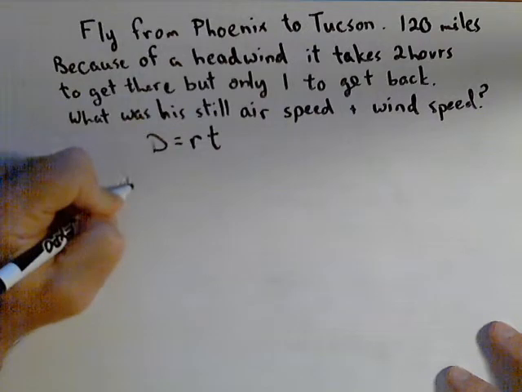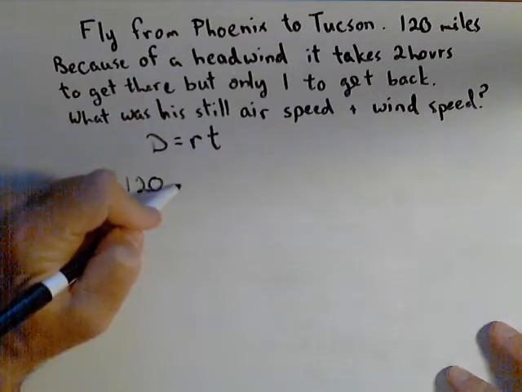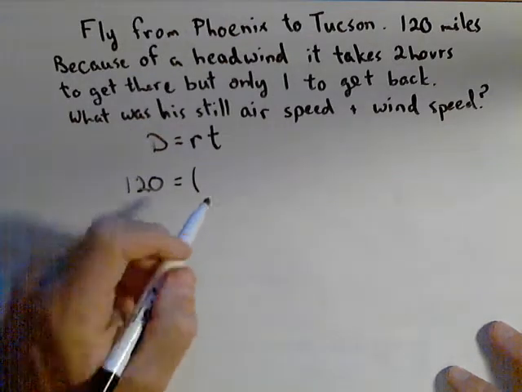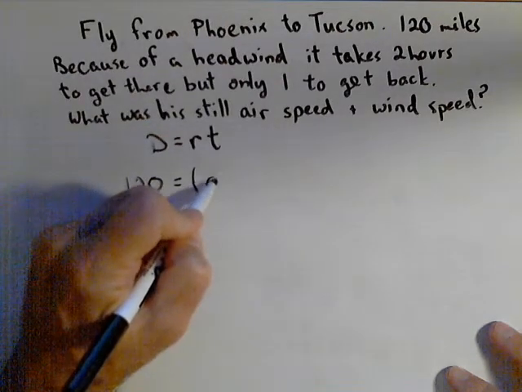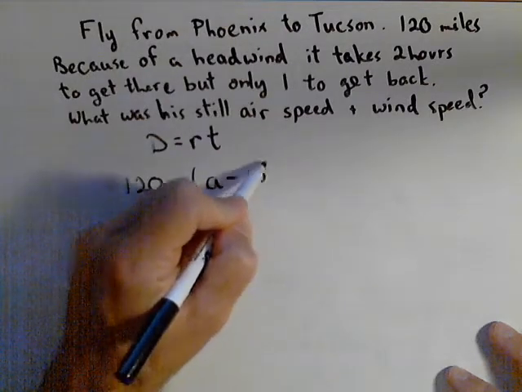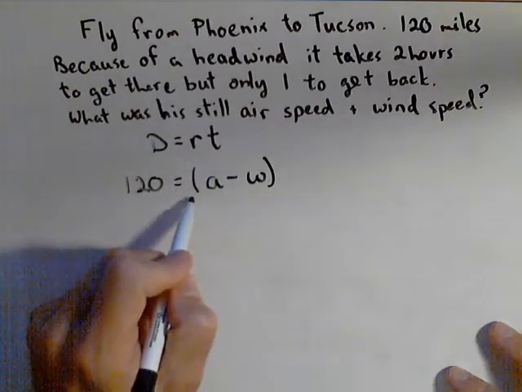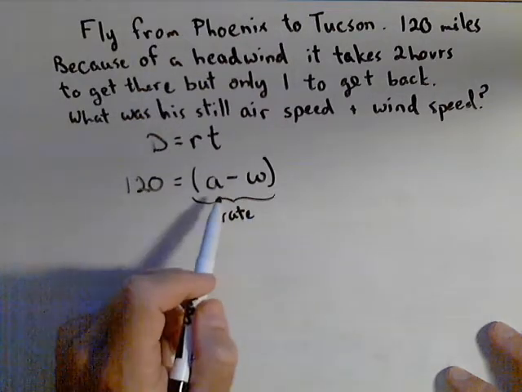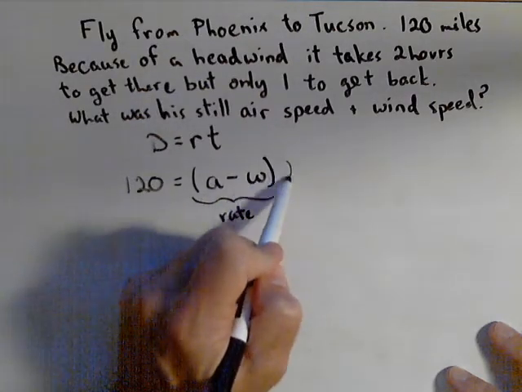So going out, he flew 120 miles, and now the rate has two components. There's his airspeed, which we'll call A, and then he's going against the wind, so we're going to subtract off his wind speed. So this is basically his rate. And it took 2 hours.